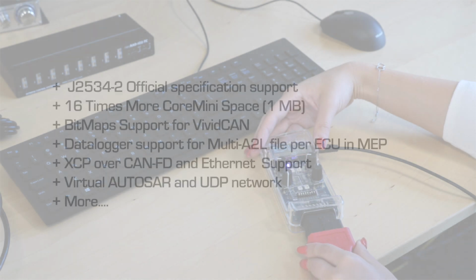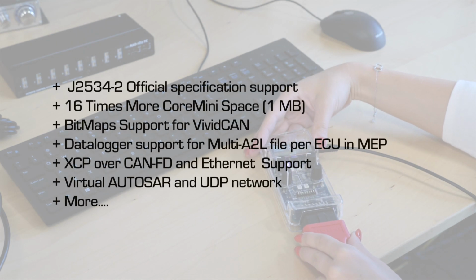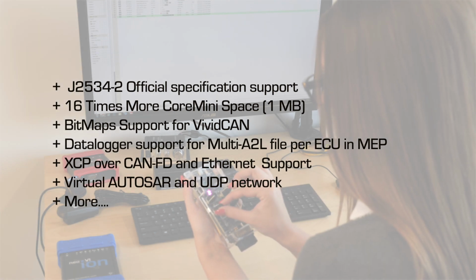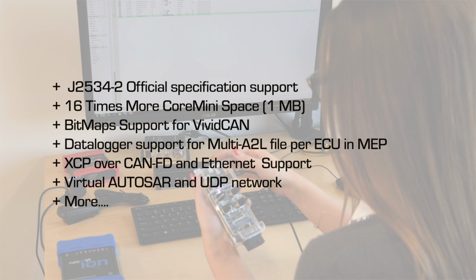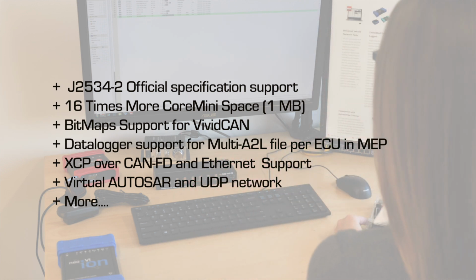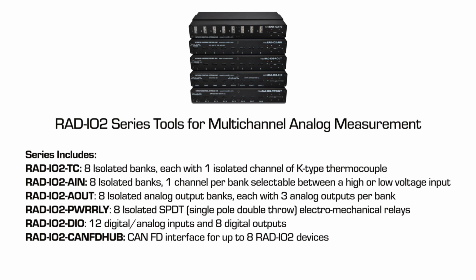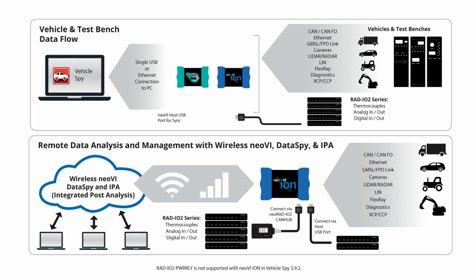Vehicle Spy also added a ton of new features like J2534 support, Core Mini with 16 times more space than before, bitmaps for VividCAN that allow you to change 16 bitmaps in real time based on the CAN signals, and much more. We have also added support for our new RAD-IO2 series, which are isolated analog, digital, or temperature interfaces to USB and CAN. You can connect single or multiple RAD-IO2 units to your NeoVI Ion or Fire 2 using the USB cable.